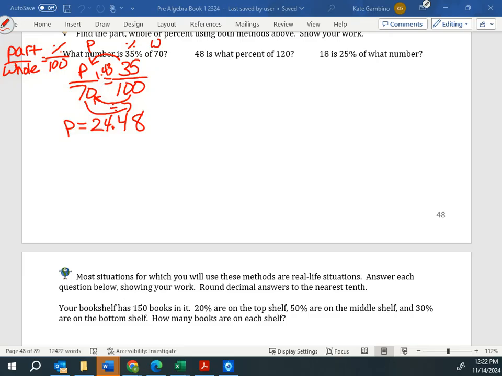Now, Luke, we're going to use our equation. How should I set up my equation? Tell me the full equation. I want an equal sign in it. So what's going to be on the left? Let me write our equation up here. Remember, it was part equals percent times whole. How should I set up my equation?